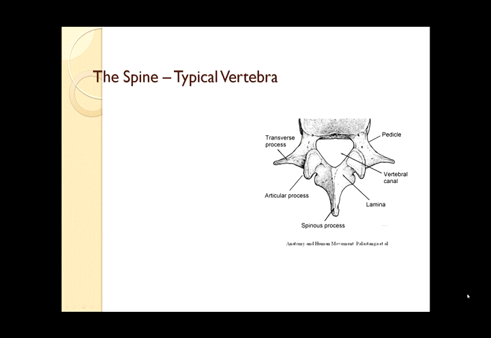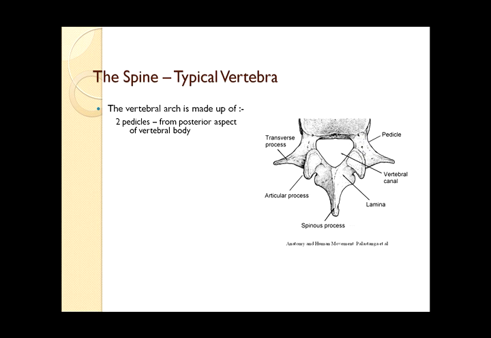Behind the vertebral body we have the vertebral arch, and the vertebral arch is made up of a number of processes. Firstly, we have two pedicles, and the pedicles are these processes of bone that attach the vertebral arch to the posterior aspect of the vertebral body.